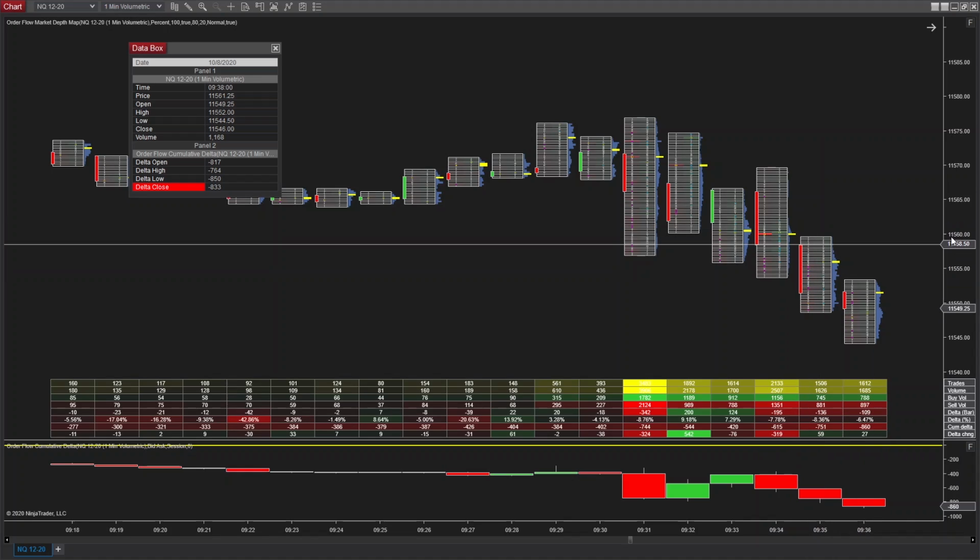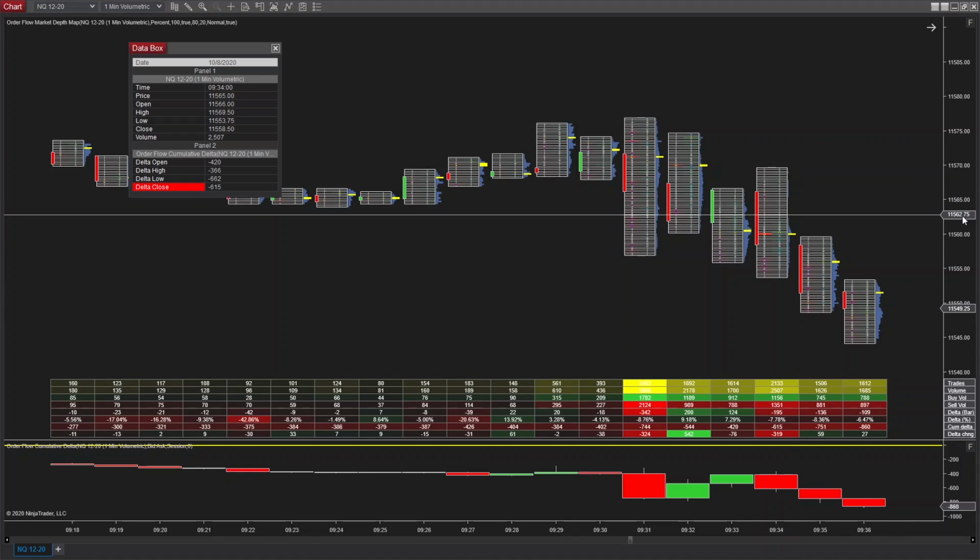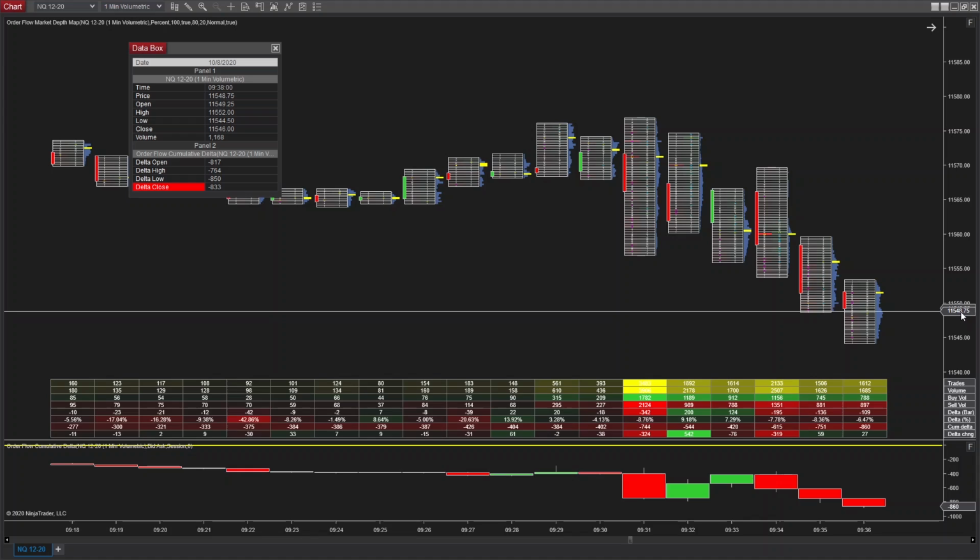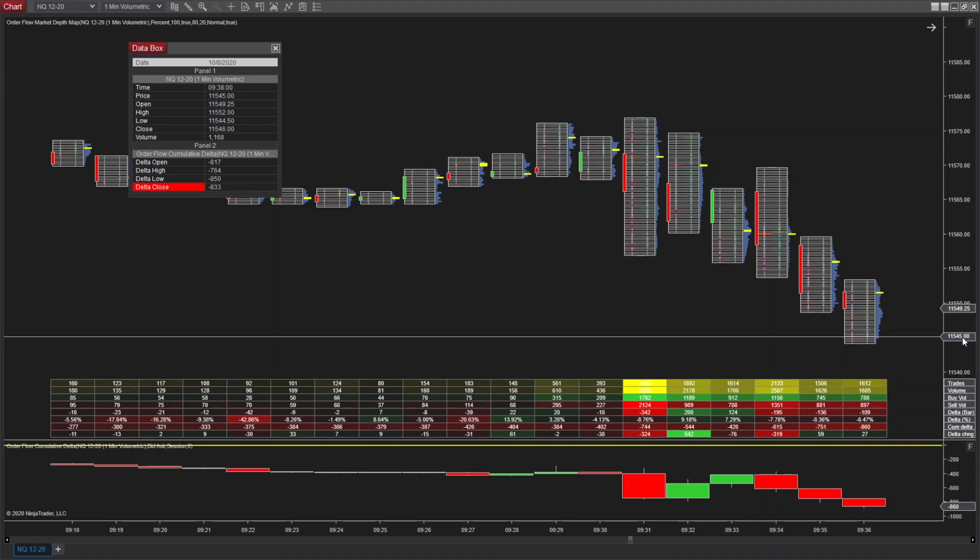And what happened? We trended lower. We kept moving lower. We went from 11,565 to 11,548. 45, 20-point move in 2 minutes?